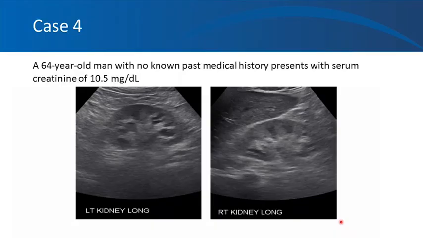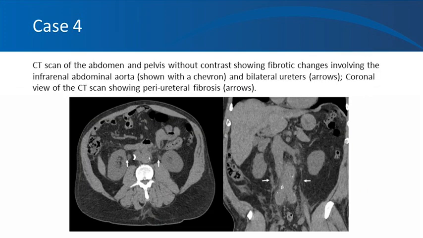Another case, a 64-year-old man with no known past medical history presents with serum creatinine of 10.5 milligram per deciliter, and initial sonogram was obtained, which was pretty much unremarkable except for mild prominence of the bilateral collecting systems, but there is no hydronephrosis. A CT scan of the abdomen and pelvis without contrast was obtained, which showed inflammatory and fibrotic changes involving the infrarenal part of the aorta and bilateral ureters, which indicates retroperitoneal fibrosis.